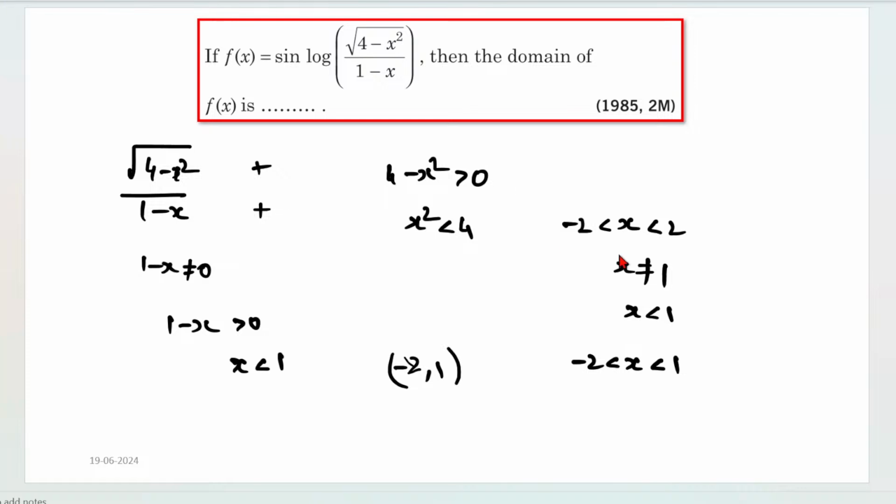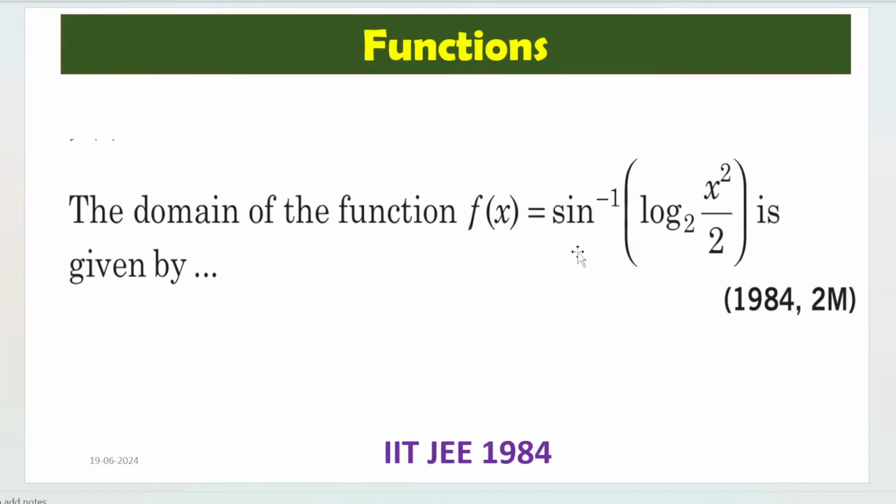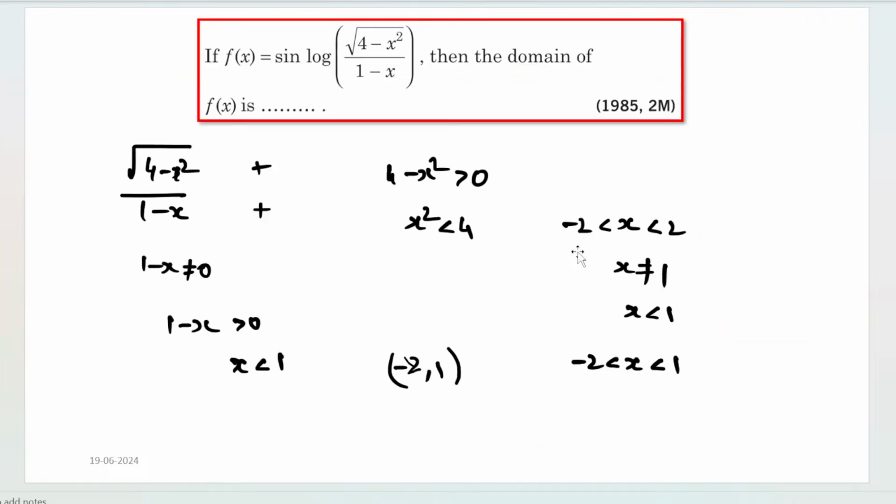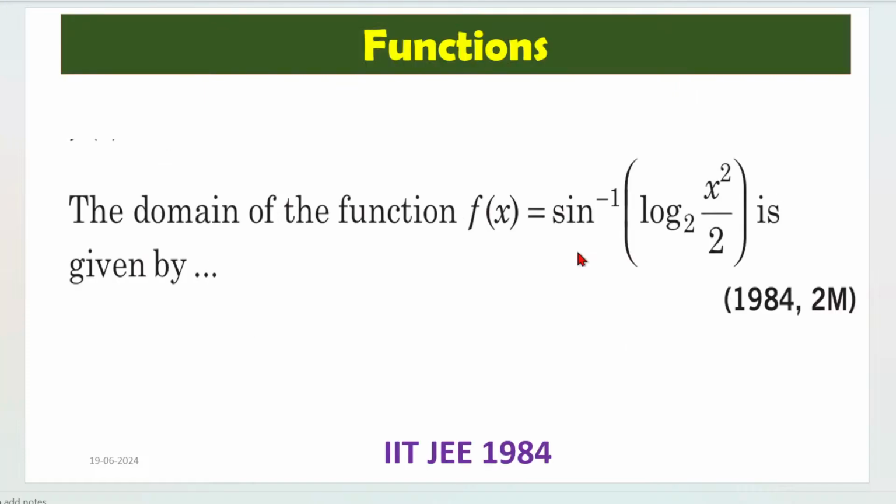Okay. So what does that mean? X square should be less than 4. And at the same time, this one also. We have this condition and this condition. We have both conditions put together. We are getting minus 2 to 1. Okay. Next one.